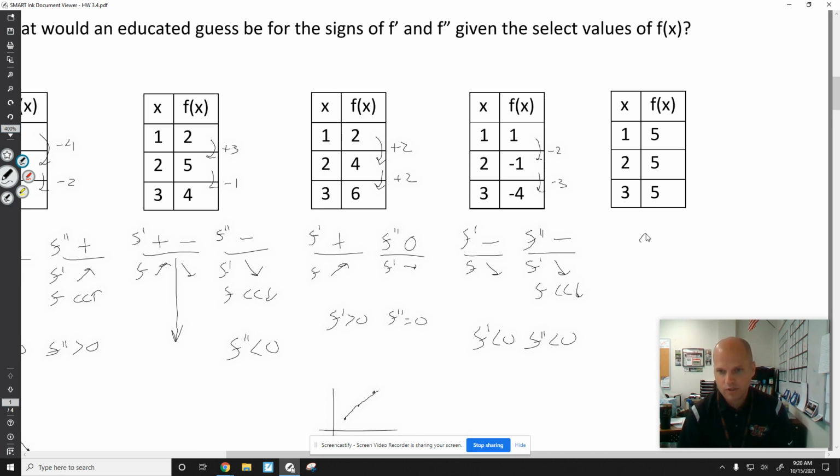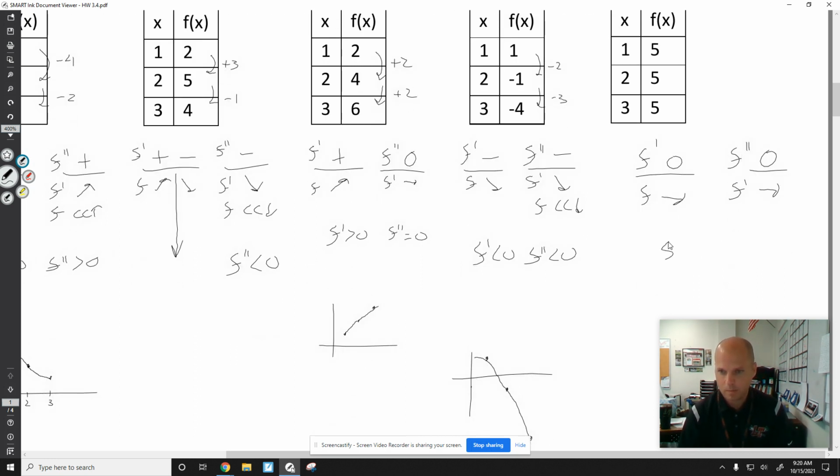Here, I'm neither increasing nor decreasing. F is constant. F prime is going to be 0. I will have no concavity. F double prime is going to be 0 because F prime is constant. I'm adding 0. So F prime and F double prime are 0. Okay. Sketch. Look at the slopes. Look at the differences. Plus 0, plus 0 to get your signs.